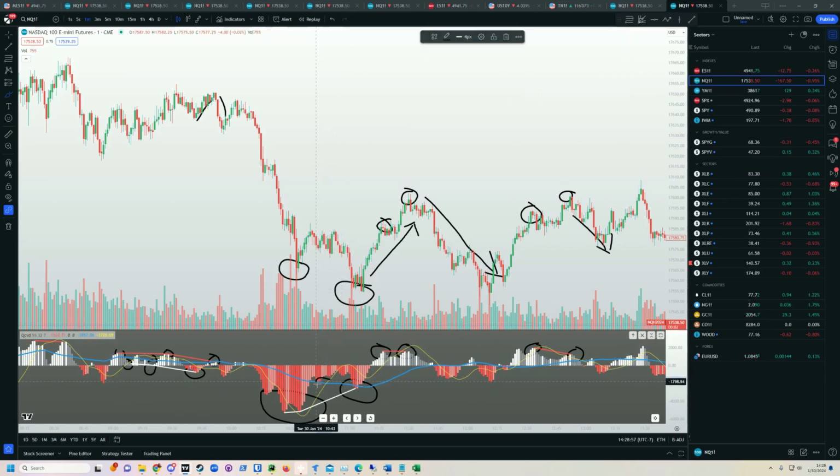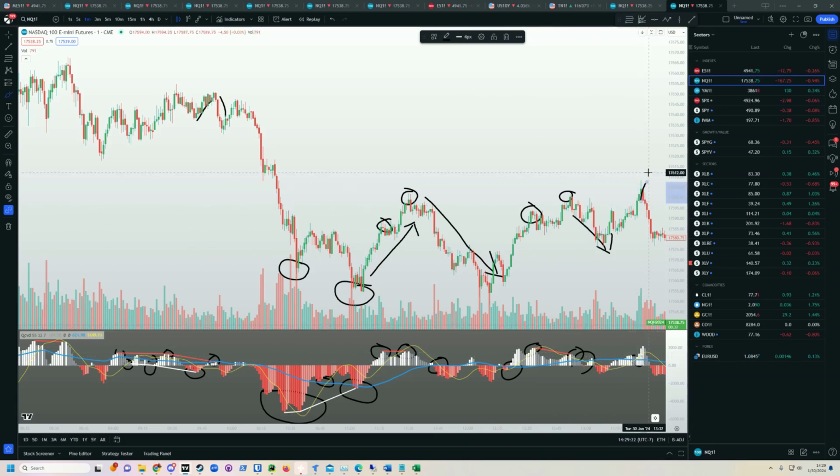So right here, we have a crossover, and it comes way before the actual movement, but it's just something to keep in mind. Hey, we might see volume going the other direction. Same thing here, we had a crossover. Same thing here, it crosses over. Same thing here. And it just kind of keeps doing it right here at the end of the day.